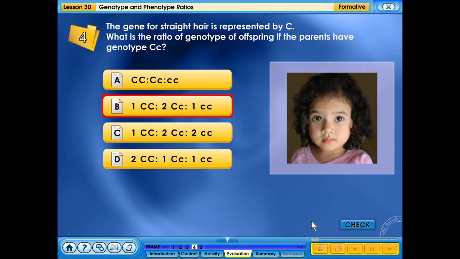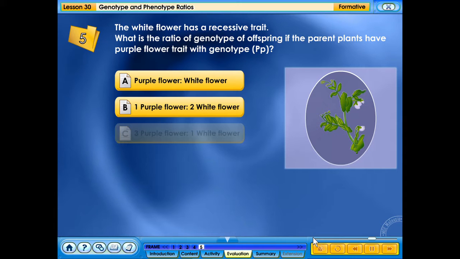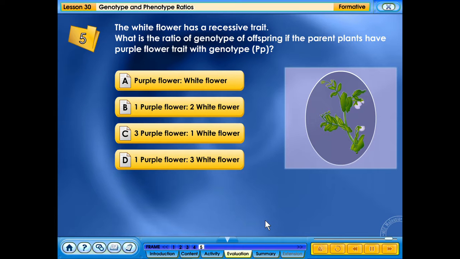Your answer is correct. The white flower has a recessive trait. What is the ratio of genotype of the offspring if the parent plants have purple flower trait with genotype capital P, small p? A. Purple flower, white flower. B. 1 purple flower, 2 white flower. C. 3 purple flowers, 1 white flower. D. 1 purple flower, 3 white flower.